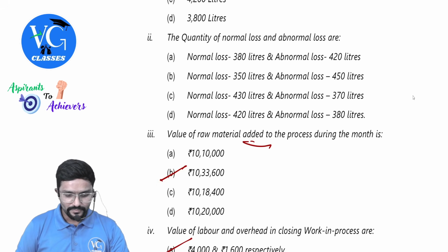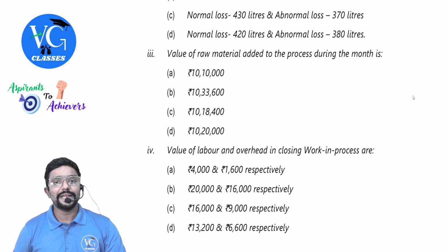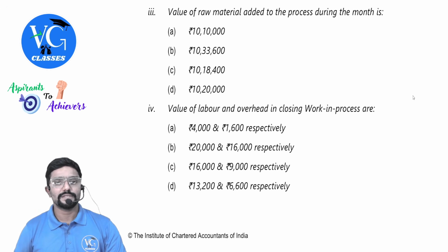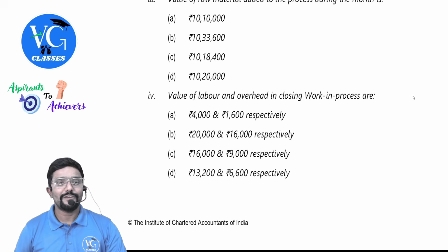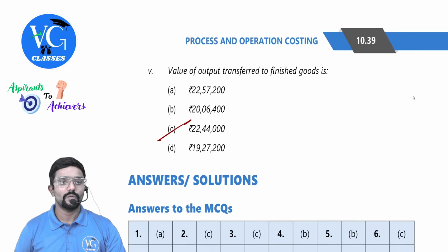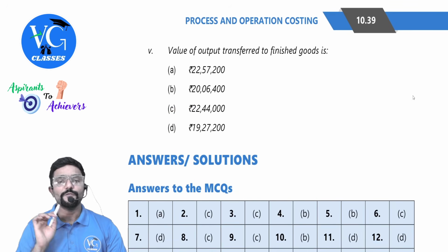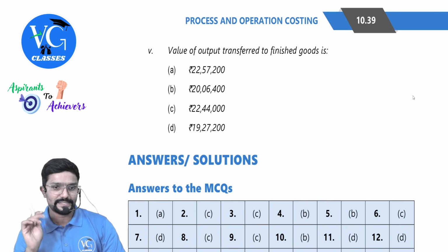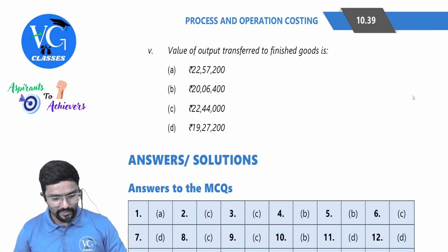Then the value of raw materials added to the process during the month is. Then the value of labor and overhead in closing work in progress. The last one is the value of output transferred to finished goods is. So there are totally 5 requirements. We will see one by one.